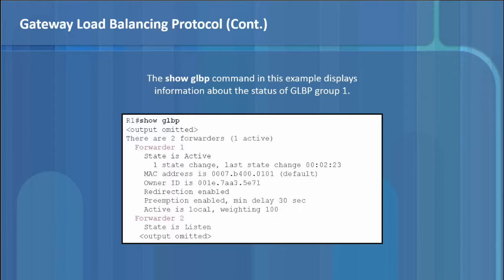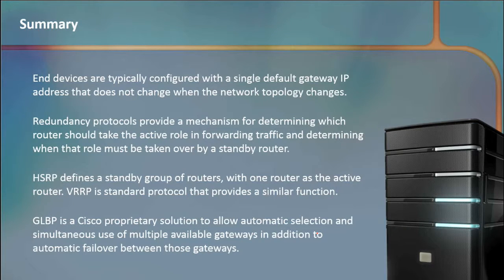Doing a show GLBP, they say there are 2 forwarders. That's what we call the routers that are participating in our virtual router group. Each device is called a forwarder. So you can see their MAC address. You can see the MAC address that's actually handling this virtual MAC. And we can see that the state is active. All right. Not terribly scary, right? That was first hop redundancy protocols.